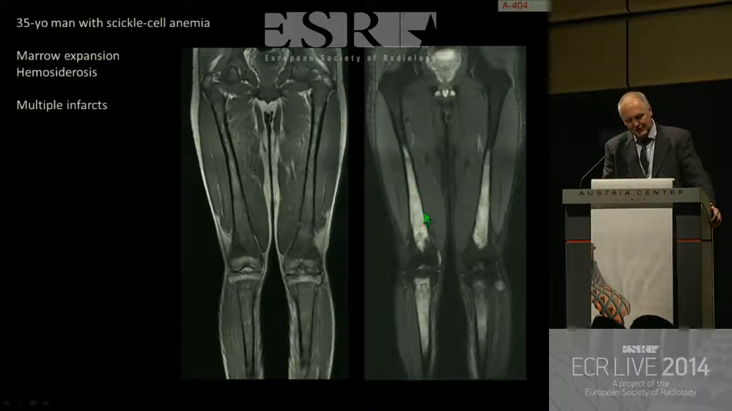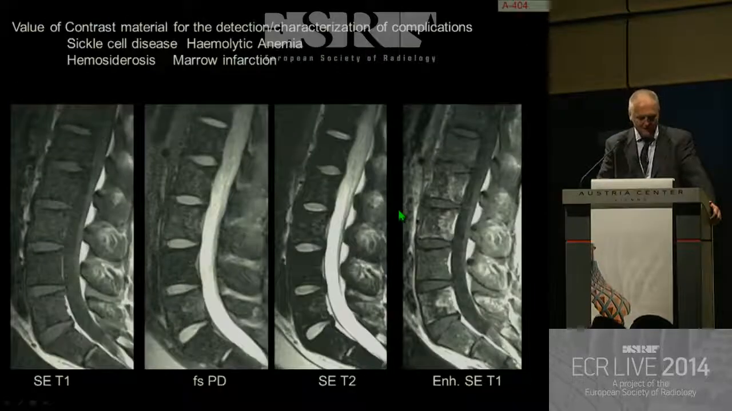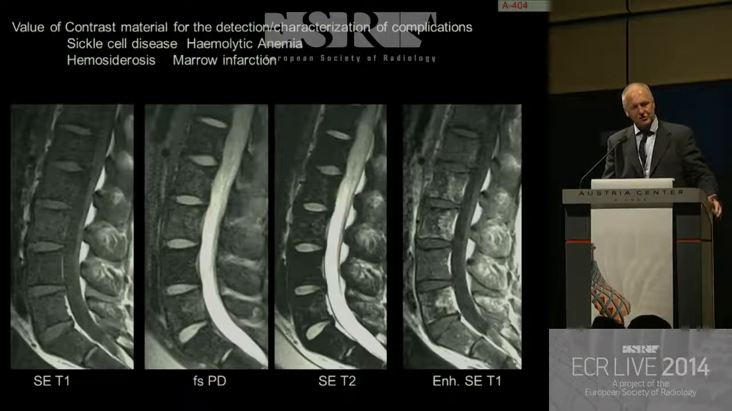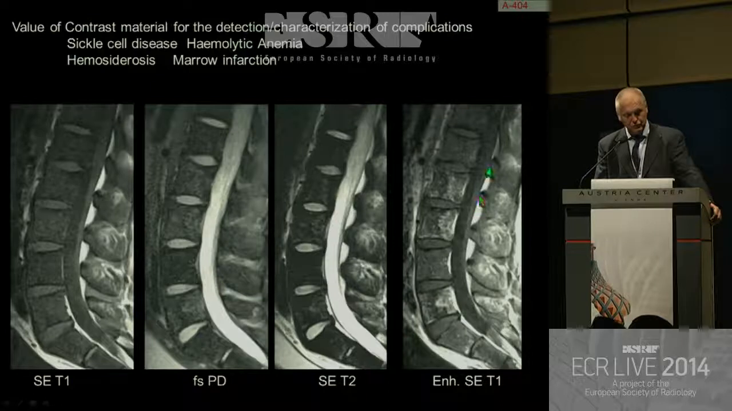You've got to look at the soft tissue. If the soft tissue is significantly involved, you might be dealing with an infection. You will not, in these patients, be able to detect the lesions on T1 and on T2. You might need the injection of contrast material.